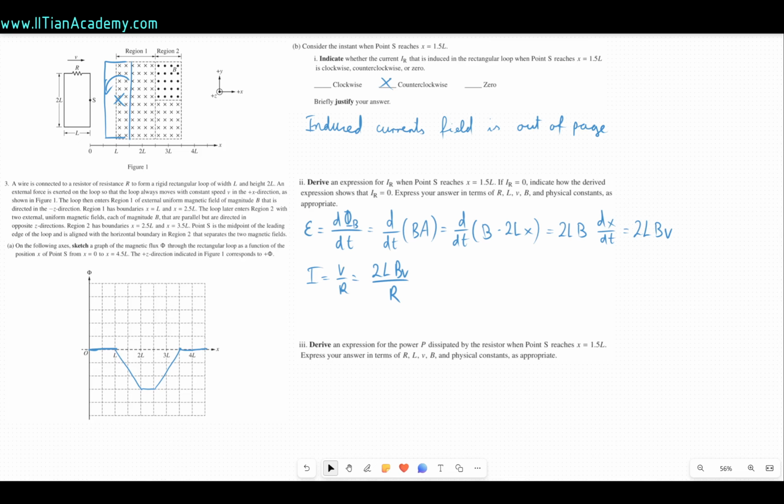And in part 2, we need to derive an expression for the power dissipated by the resistor when point S reaches this point. So what we can say is that the power is simply I squared times R. So I squared is going to be (2LBV over R) squared multiplied with R. One of the R's will cancel out and we will have 4B squared L squared V squared over R.